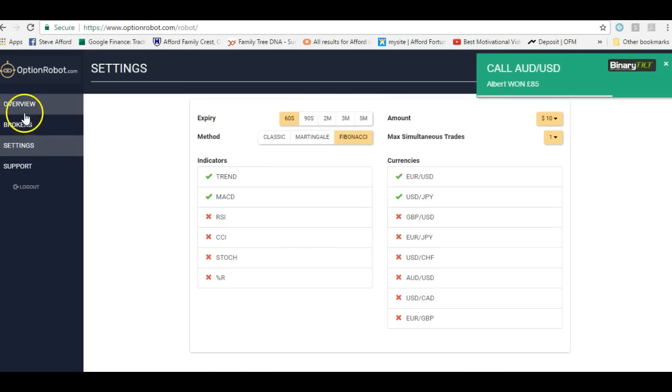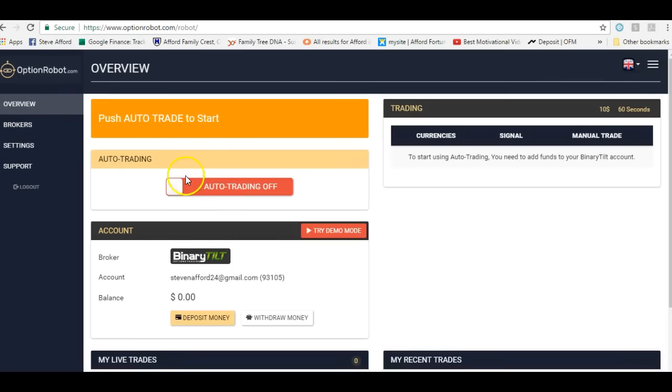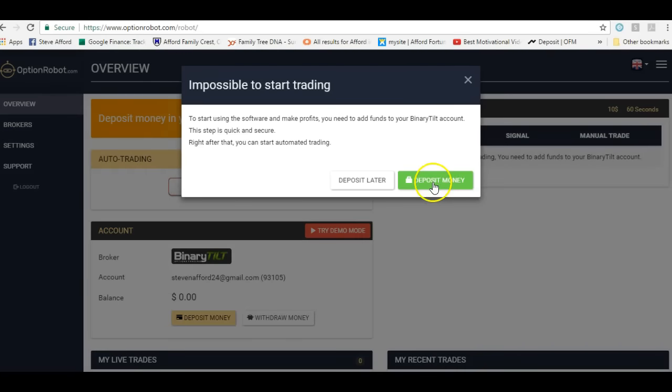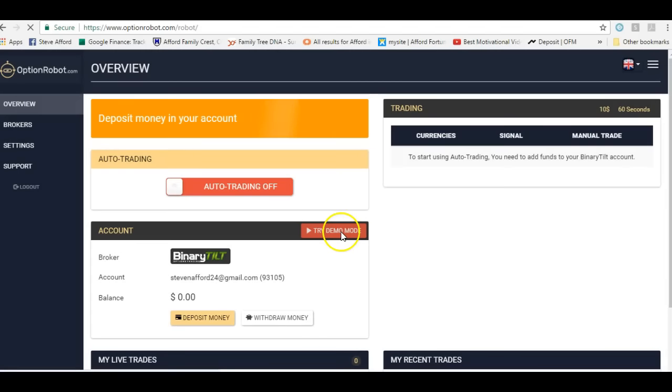So let me fire up the Auto Trader with these settings that you have just seen. Hold on, I'm going to try this one because I've got no cash in that account.